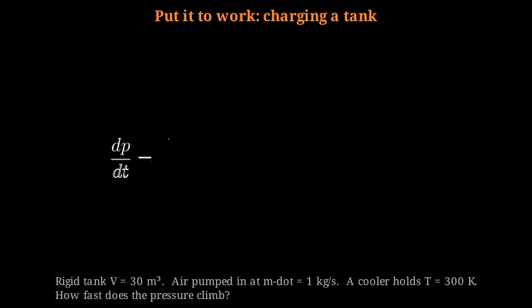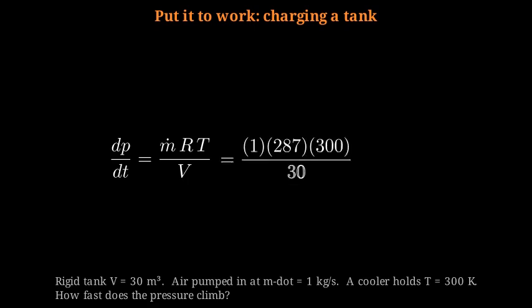Put it to work. A rigid 30 cubic meter tank, we pump air in at 1 kilogram a second, a cooler holds 300 Kelvin. How fast does pressure rise? Differentiate the state law at fixed volume and temperature: the pressure rate is mass flow times RT, over the volume. Feed in the numbers, 1 times 287, times 300, over 30, and it lands on 2,870 pascals per second. Anderson prints 2867 with a slightly rounded R, same answer. A concrete number, straight from the state law.